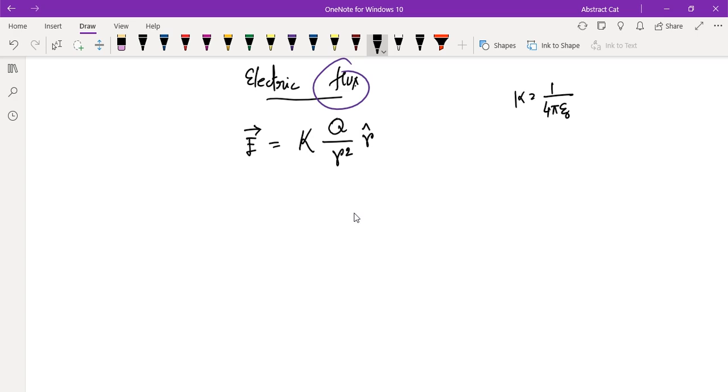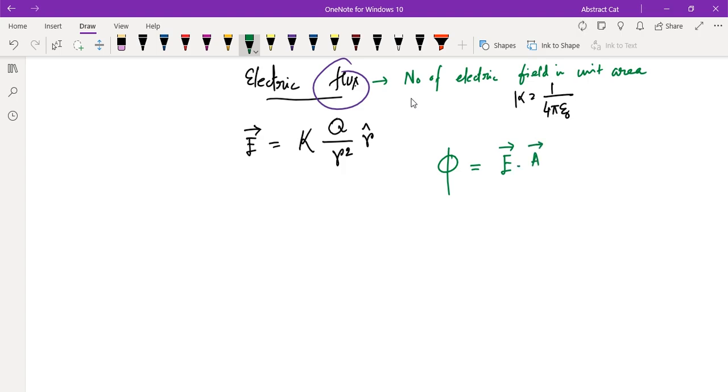Okay, so what is flux? Flux is the number of electric field lines in unit area. Okay, so the phi, the flux, is represented by E, electric field, and that area A, if area is considered a vector. Okay, so that is the flux phi.